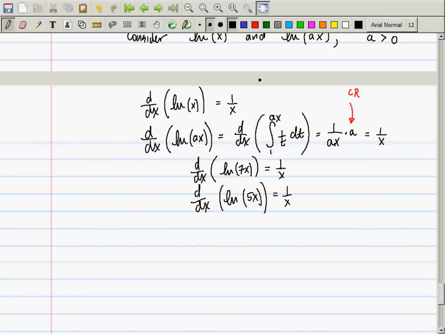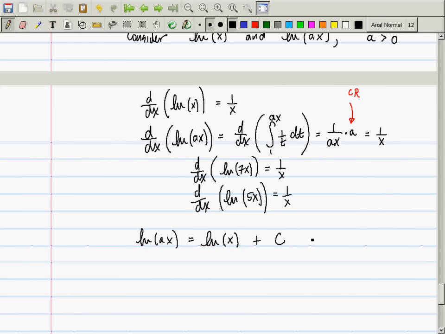So if I have two functions that have the same derivative, then according to the mean value theorem and the other considerations we made, what is the difference between these two functions? A constant, right? The difference between these two functions is at most a constant. So what this is saying is that the log of ax is equal to the log of x plus some unknown constant c.